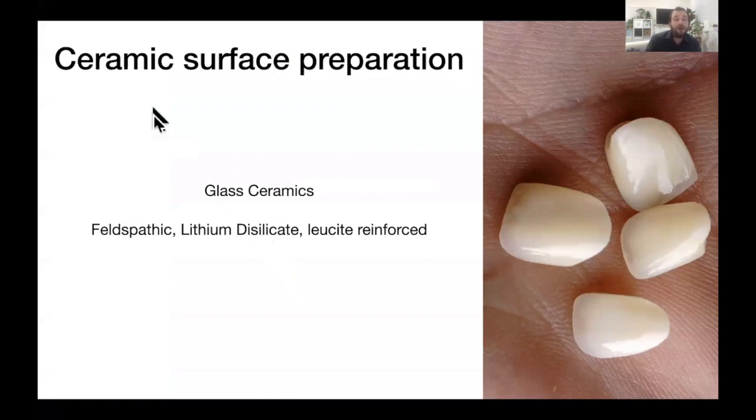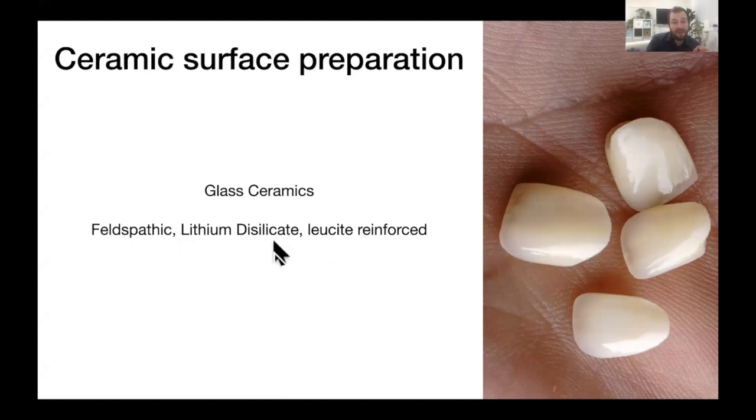So let's talk about ceramic surface preparation. We will talk first about the glass ceramic, because glass ceramics are the most popular kind of ceramics that we use for veneers or for crowns. That includes the feldspathic, which are highly beautiful ceramics, but they are less strong, so they are weaker.